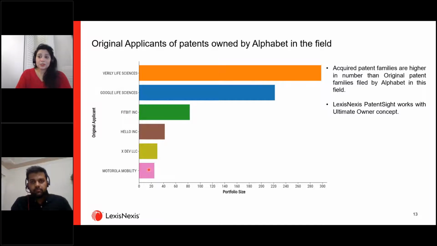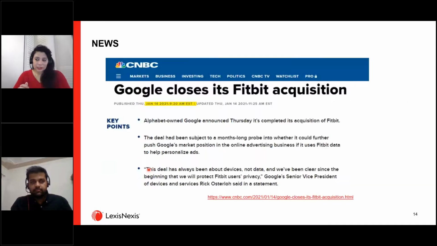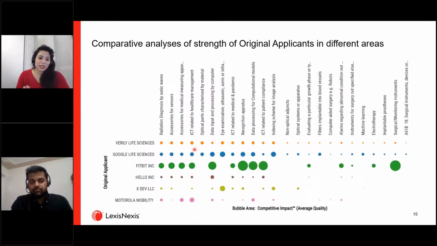And I didn't know about Fitbit, and in case you are also wondering about Fitbit, this is the reason that we see Fitbit under Alphabet. So the recent news is 2021, Google completes the acquisition of Fitbit, and so we expect that it is definitely in the digital health technology. So the next question is, can patent analytics tell us how profitable this acquisition has been? In that case, let's have a look at this.